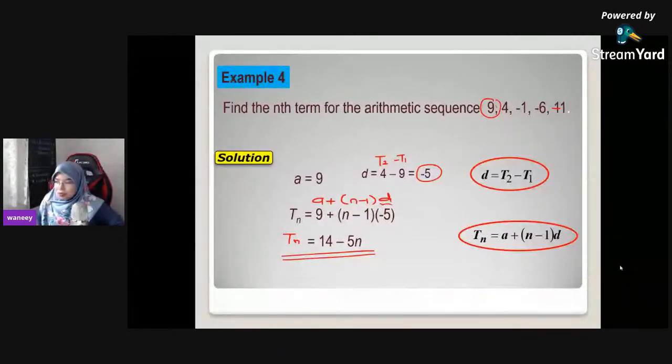Okay, now let us go to the next one. Okay, yang ni saya rasa saya boleh bagi masa sikit untuk awak jawab kot. Saya bagi clue sikit and then I'll leave that to you.